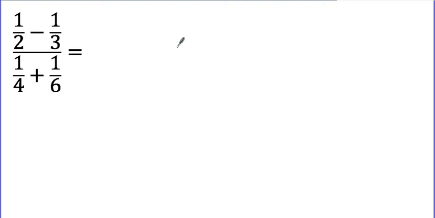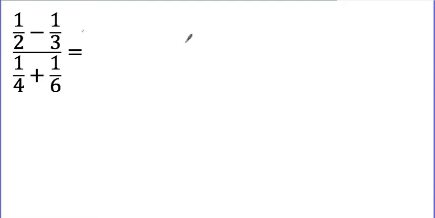In this video, I'm going to show two ways to simplify a complex fraction. Let's start with the first one. As you see, we have two fractions in our numerator and two fractions in our denominator. So let's start with the numerator.